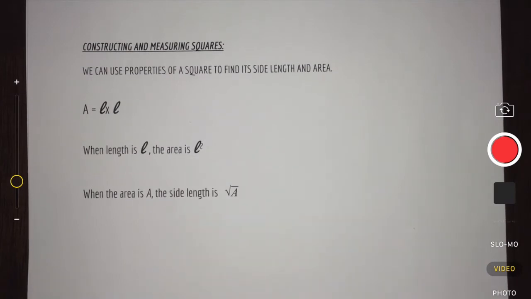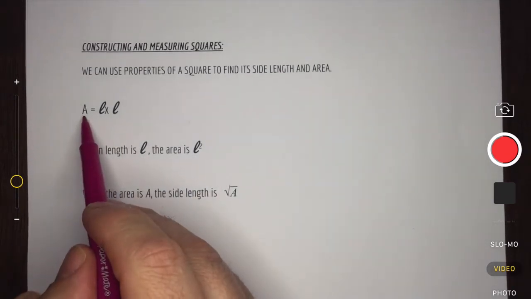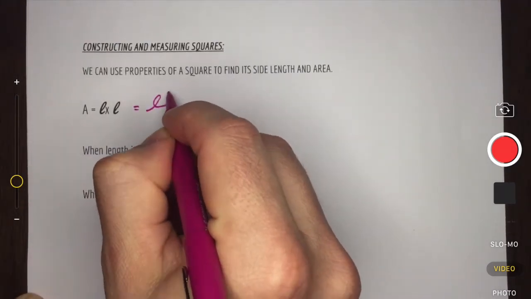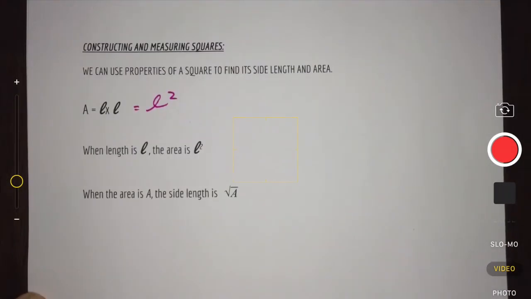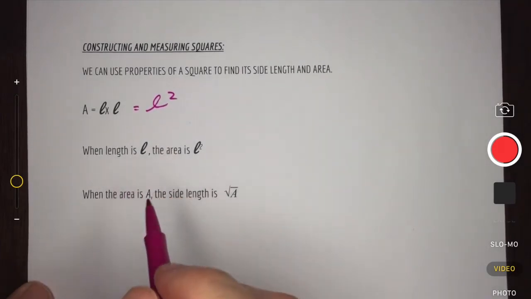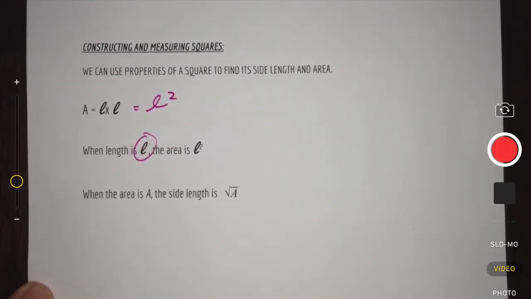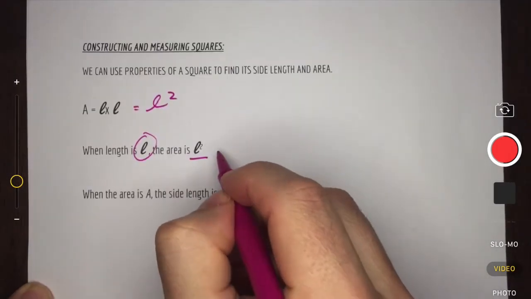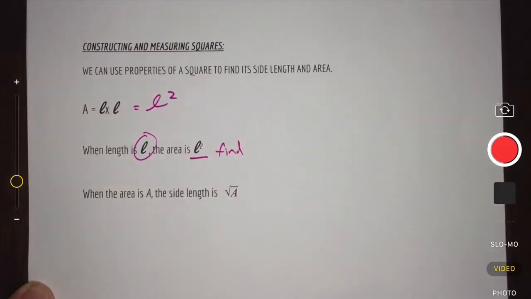Now, what's going to help us keep everything a little bit straighter is trying to understand and keep track of what to do when I'm given certain information and what to do when I'm looking for certain information. So we know that the area of a square can be expressed as length times length, or we can write this as length squared. So when I know the length, what this is going to allow me to find is the length squared. So this is what I can find.